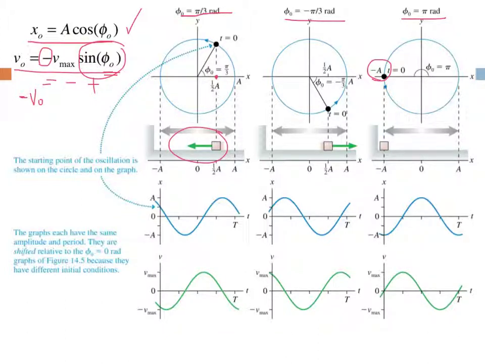In our second picture, I have a phi naught of negative pi over 3. So again, if I were to put that into my sine function, I would get a negative value. But I already have a negative there. So then my initial velocity would have been a positive number.